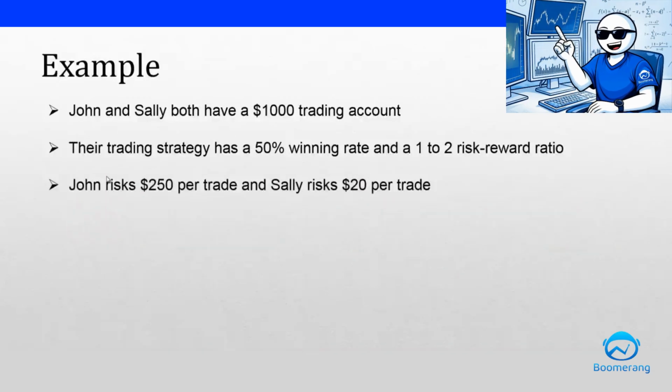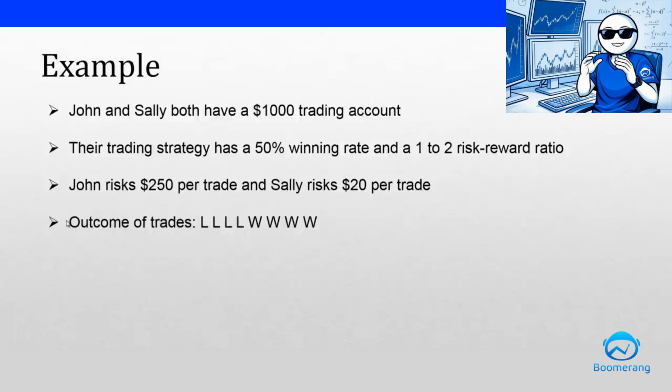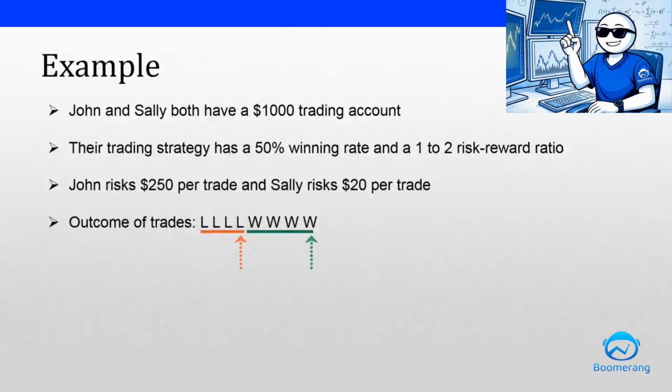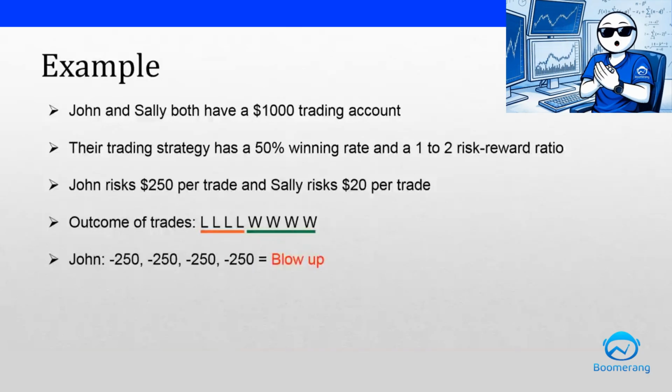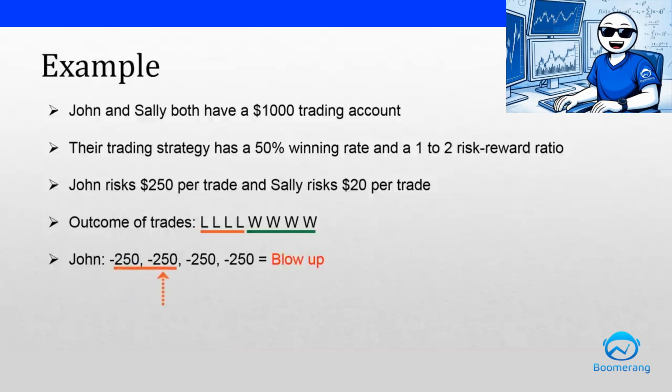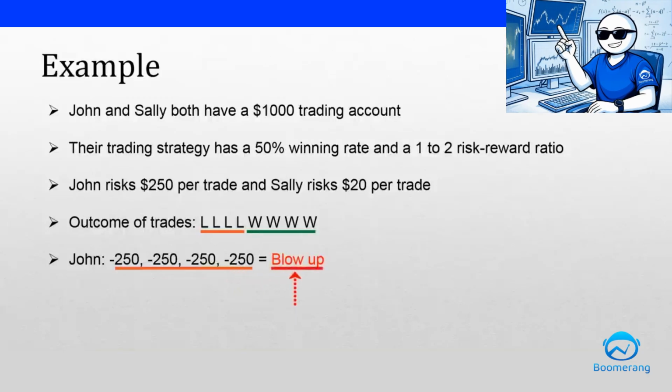Next, John risks $250 per trade and Sally risks $20 per trade. Let's say the outcome of the trades for both of them is in this sequence, where L stands for losing: lose, lose, lose, lose, then win, win, win, win. Now what is the outcome for both traders? Let's look at John. He loses $250 because the first trade is a loser, loses another $250, another $250, another $250, and then he blows up. Before he could even smell a winner, he lost his entire trading account.